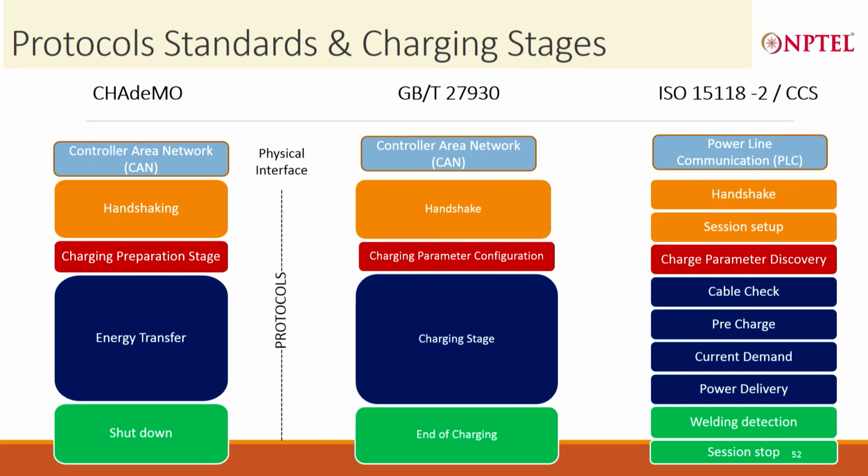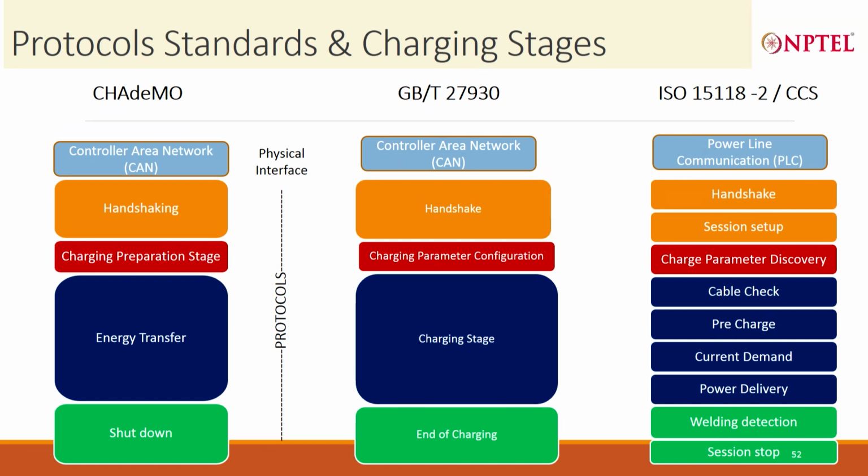CAN interface you understand, right? Both of them have a CAN interface, that is controller area network, that is what they follow. And if we talk about the ISO standard, which is the CCS standard, they follow power line communication. So basically communication over the power line itself, okay. A little tedious to get that because of all the isolations and the EMI and interference that happen with the power as well as communication both.